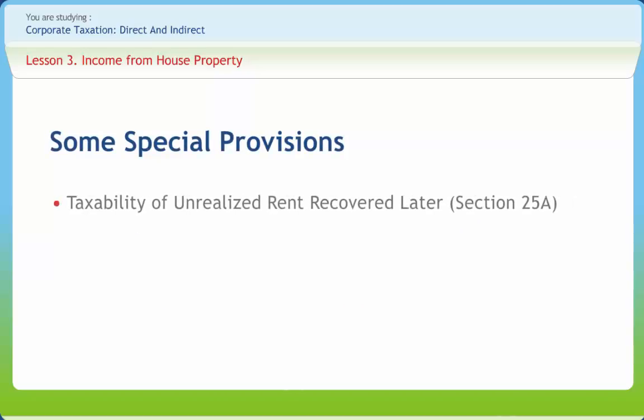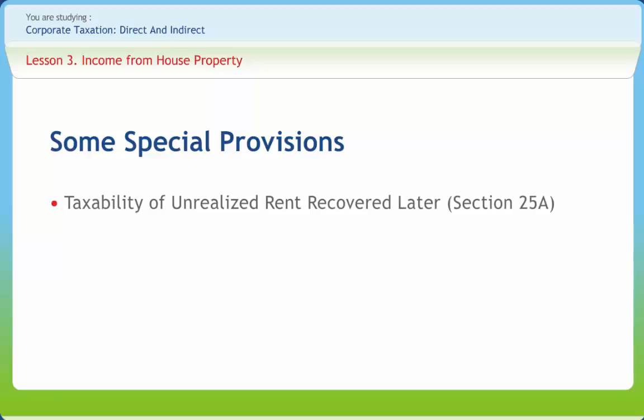First one is taxability of unrealized rent recovered later, Section 25A. Where any rent cannot be realized and subsequently such amount is realized, such an amount will be deemed to be the income from house property of that year in which it is received. We have seen earlier that the basic requirement for assessment of this income is the ownership of the property. However, in the cases where unrealized rent is subsequently realized, it is not necessary that the assessee continues to be the owner of the property in the year of receipt also.